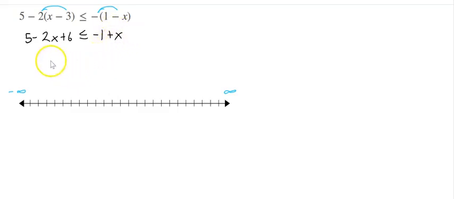Okay, so far we're looking pretty good here. Let's continue this on and combine like terms wherever we can. Notice here we've got this 5 and a 6. This is going to give us a negative 2x, plus 11. And then I've got this right here. Notice I've got this negative 1. Nothing needs to be simplified over here, so I got negative 1 plus x.